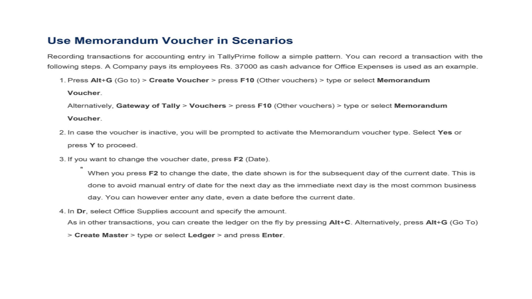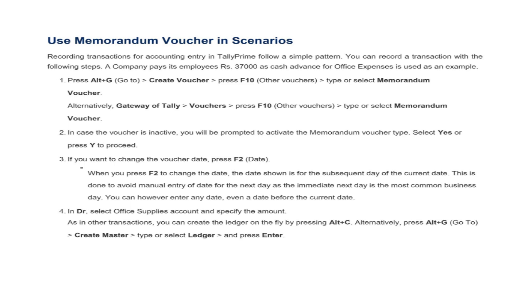2. In case the voucher is inactive, you will be prompted to activate the Memorandum Voucher type. Select Yes or press Y to proceed. 3. If you want to change the voucher date, press F2, date. When you press F2 to change the date, the date shown is for the subsequent day of the current date. This is done to avoid manual entry of date for the next day, as the immediate next day is the most common business day. You can however enter any date, even a date before the current date.